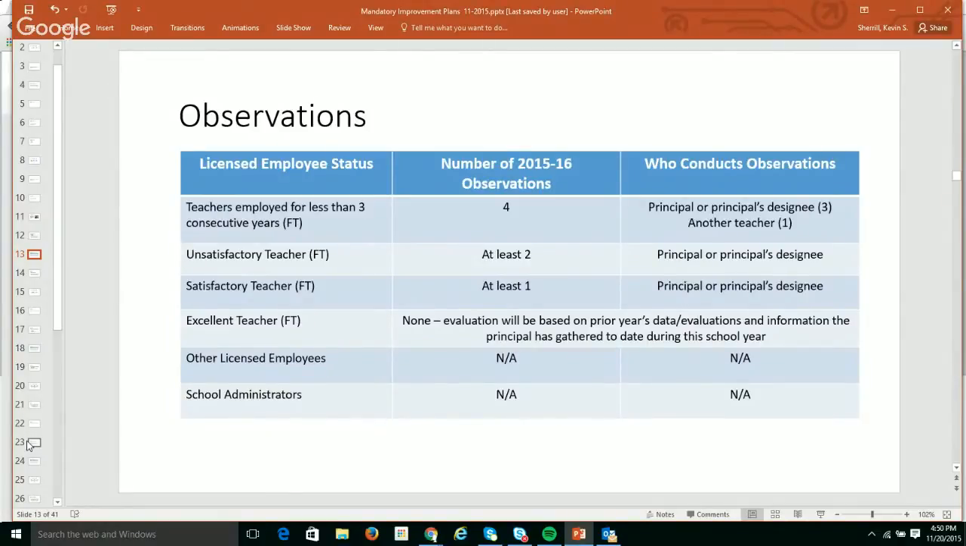So I don't have the answer to that yet, except that we're going to have to figure out how to make it work in the software. If your question is about the number of observations, because you have them on abbreviated, you're going to go with the number of observations that we have on this slide, based on whether the teacher is in their first 3 consecutive years, and if they're unsatisfactory, satisfactory, or excellent.